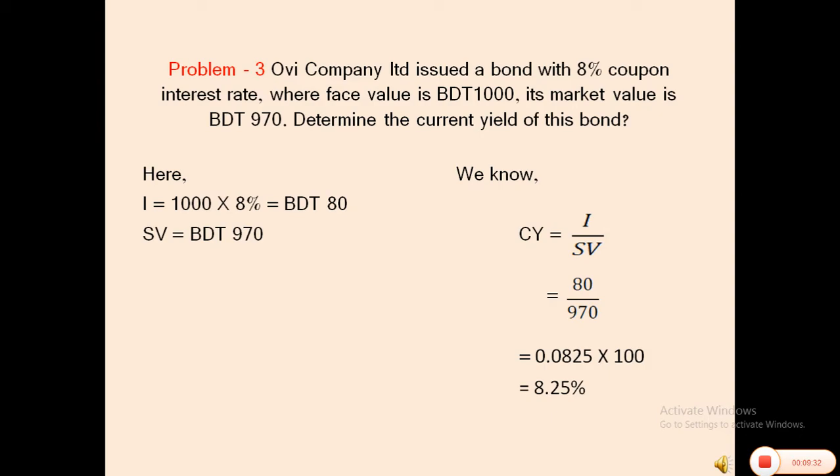The information that we can see here: 8% coupon interest rate, face value of bond BDT 1000, market or sales value BDT 970. We know that current yield of bond, CY, equals I divided by SB. Here I equals face value of bond BDT 1000 into 8%, equals BDT 80. Sales value of bond BDT 970.